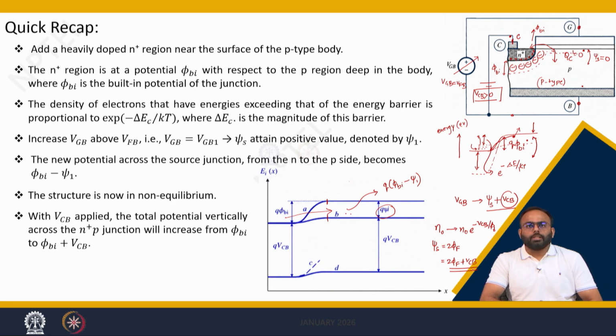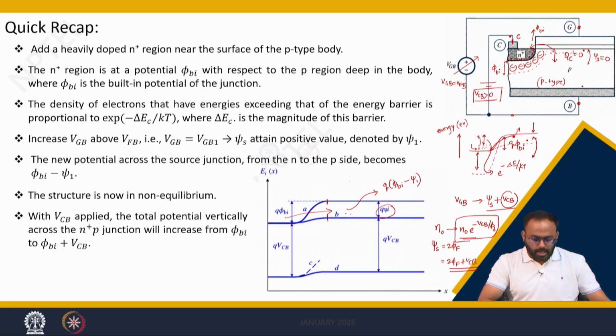So if you see, the VCB is actually introduced in the structure by the n naught into e to the power of minus VCB by phi t term, which means the VCB term is only affecting the inversion charge, meaning the electron layer which is present at the surface. It is not affecting the depletion and accumulation. That is what we are going to see.